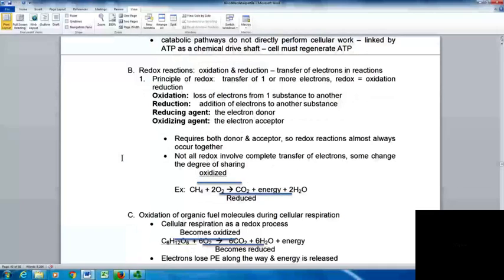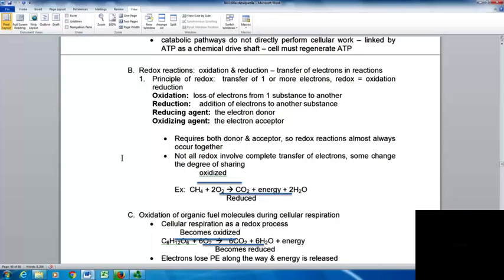With these reactions, you have the transfer of electrons. The principle of redox is that you transfer one or more electrons. Redox is also called oxidation reduction in chemistry. Oxidation is the loss of electrons from one substance to another, and reduction is the gain or addition of electrons. These reactions generally occur together because you need a source of electrons for somebody to gain, and if you get rid of electrons, they have to go somewhere. The reducing agent is the electron donor, and the oxidizing agent is the electron acceptor.